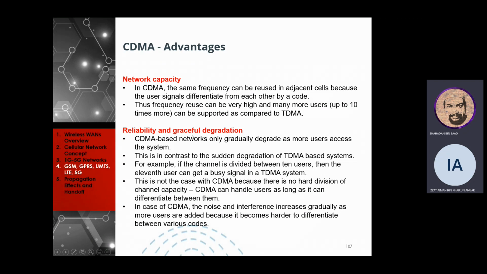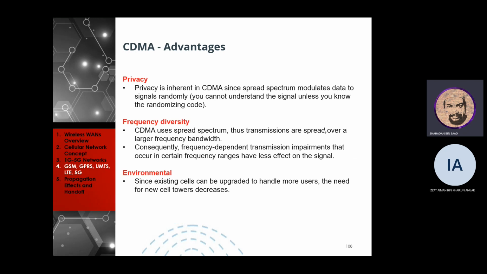Saya tengok slide pun banyak lagi, so kita cepat-cepat lah, saya ambil advantage. So ada network capacity. Nanti you baca dia punya description, boleh ya. Then reliability and graceful degradation. Selain itu, for privacy, frequency diversity and environmental. So semua adalah for CDMA advantages.